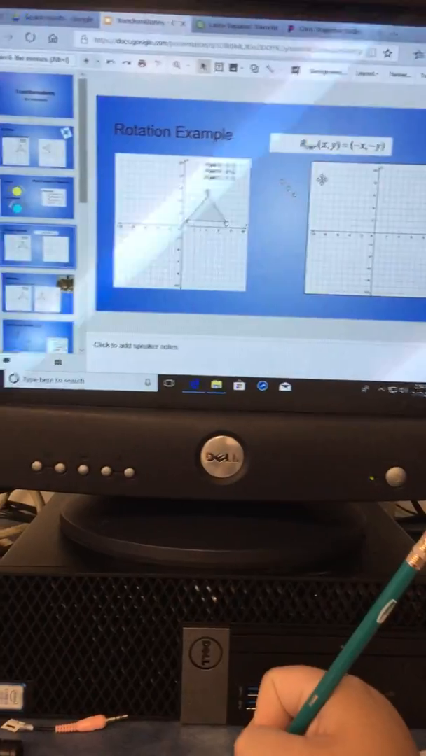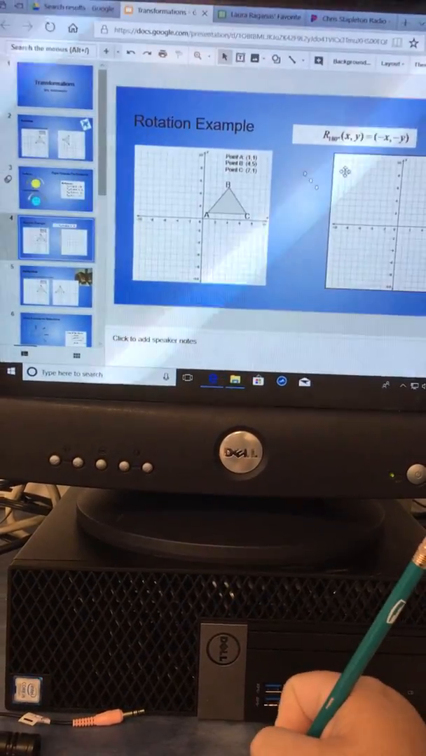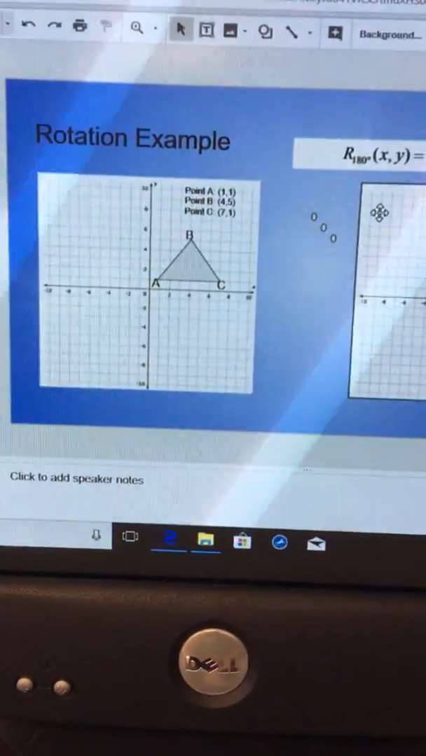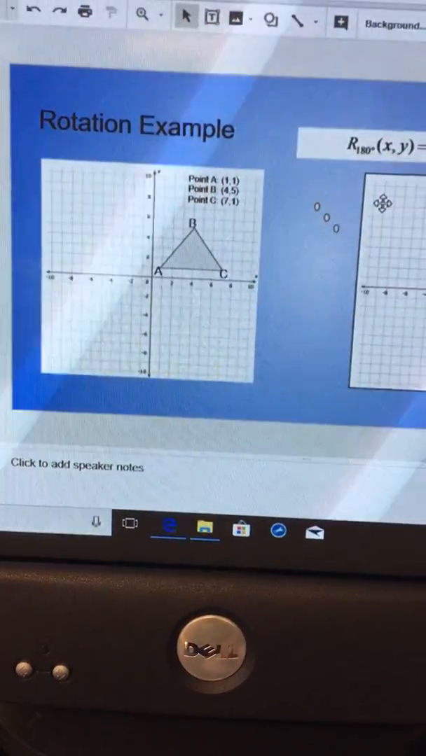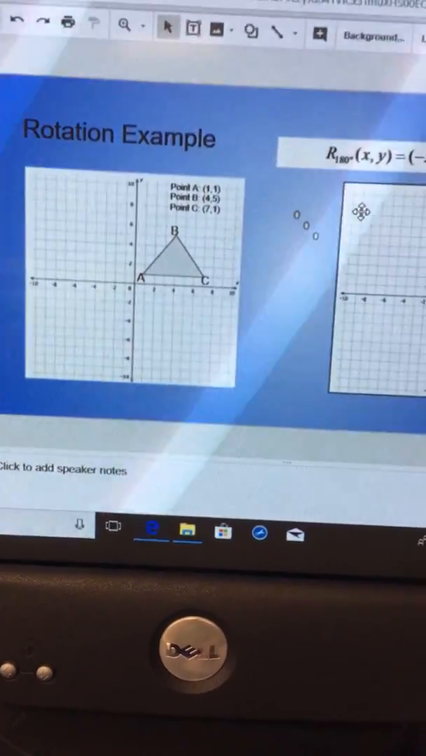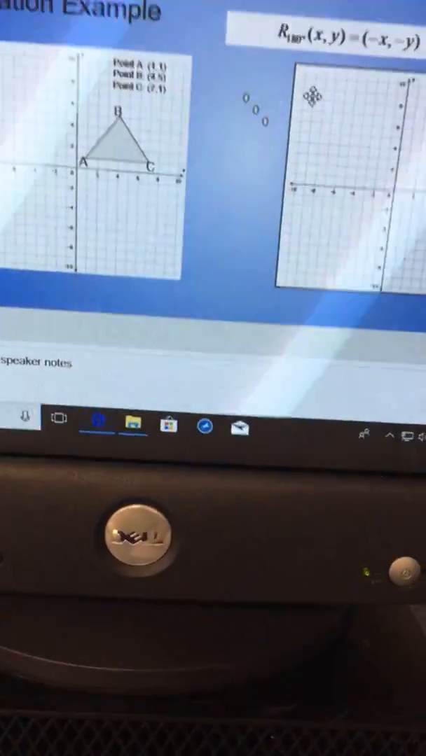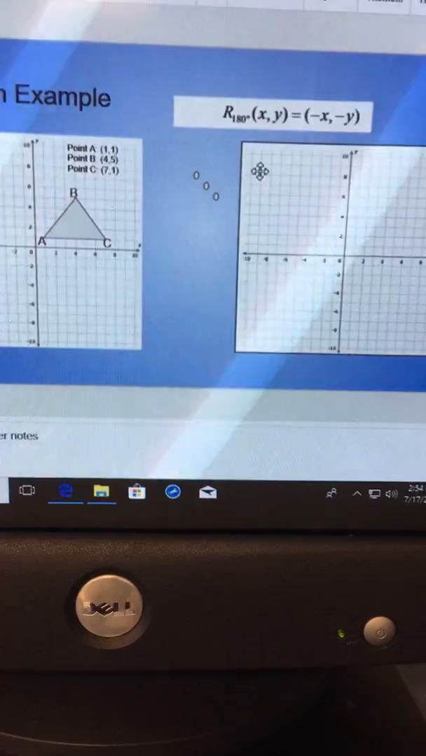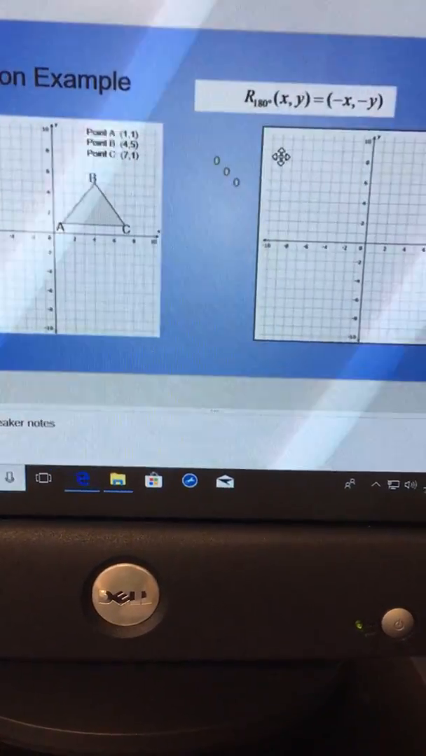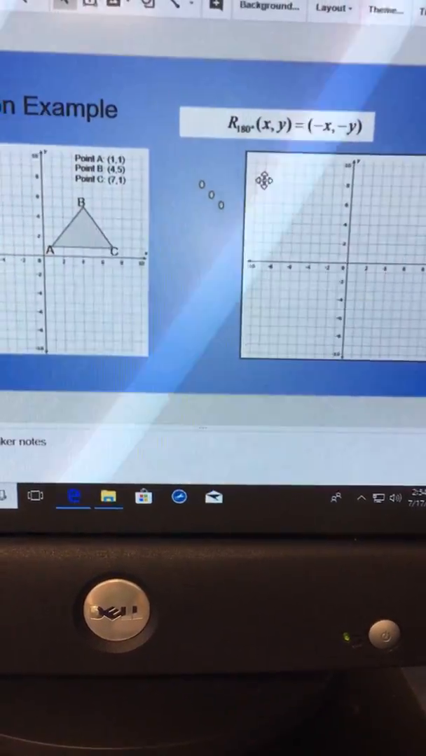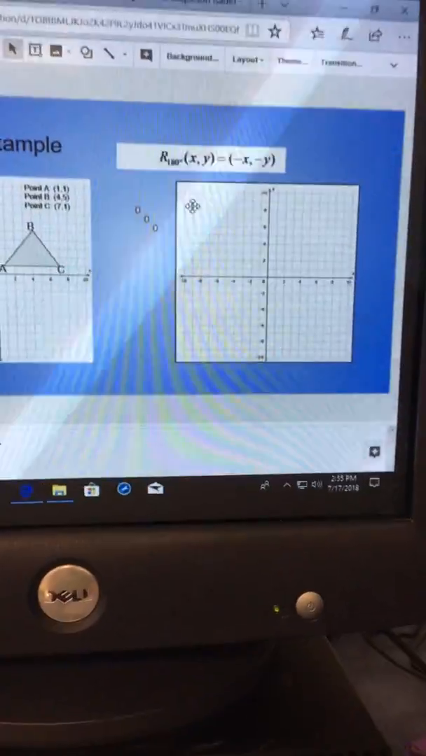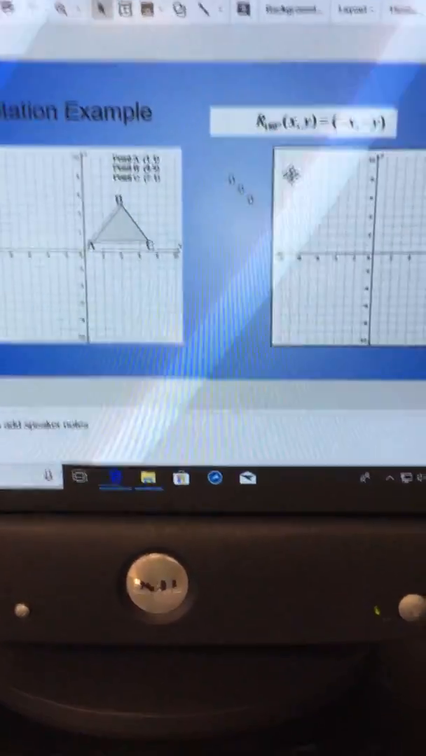So we have point A is at 1, 1. Point B, let me zoom in a little, is at 4, 5. And point C is at 7, 1. Okay, it tells us we want to rotate 180 degrees. And our formula for that is negative x, negative y. Okay, I say negative, but actually it's the opposite of x, the opposite of y.